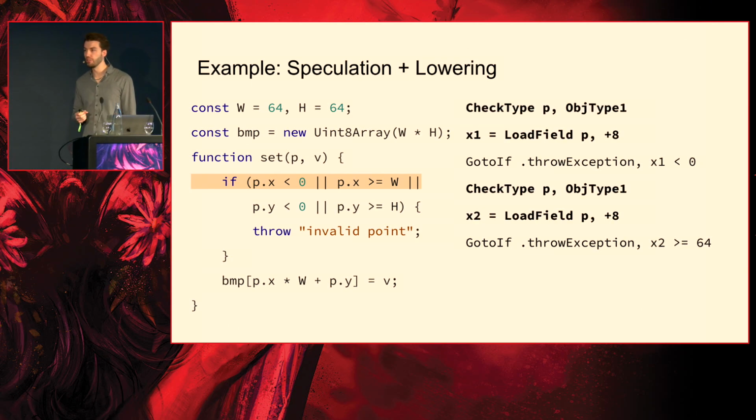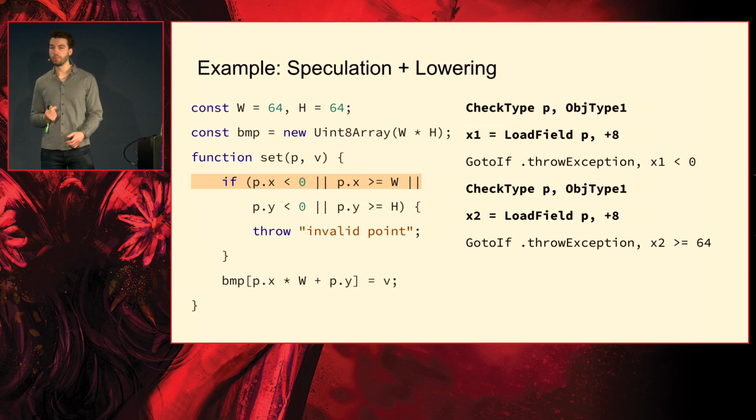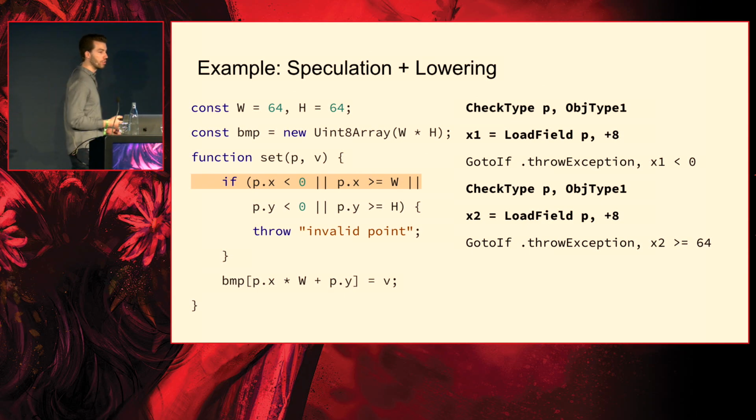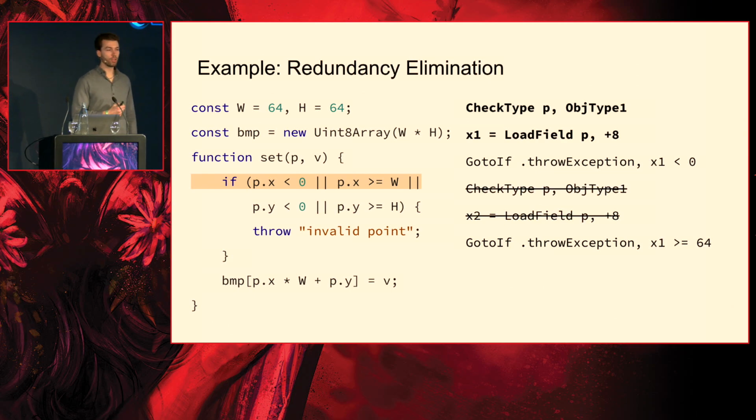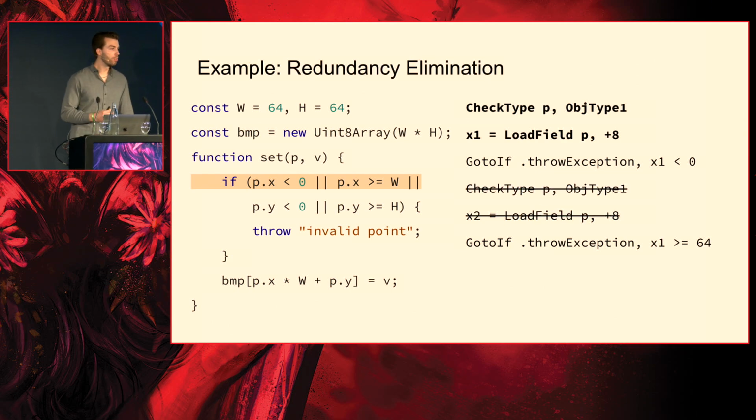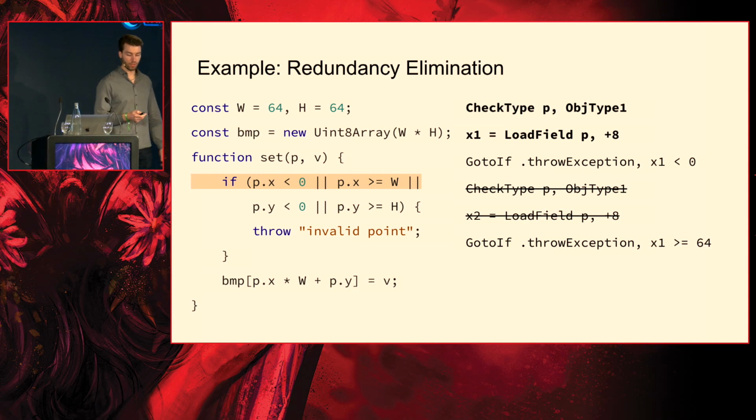Now, if you look at this code, you realize, well, it's kind of redundant, right? We're doing this type check twice, we're doing the load twice, there's nothing in between that could really mess up anything. And so here's the first round of optimization. The compiler figures out this is redundant and it drops the second pair of these operations.